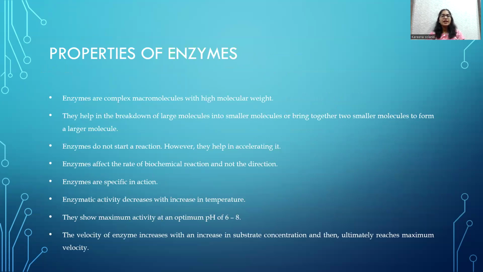Properties of an enzyme. Enzymes are complex macromolecules with high molecular weight. They help in the breakdown of large molecules into small molecules or bring together two smaller molecules to form a larger molecule. Enzymes do not start a reaction. However, they help in accelerating it. Enzymes affect the rate of biochemical reaction and not the direction. Enzymes are specific in action. Enzymatic activity decreases with increase in temperature. They show maximum activity at an optimal pH of 6 to 8. The velocity of enzyme increases with an increase in substrate concentration and then ultimately reaches maximum velocity.